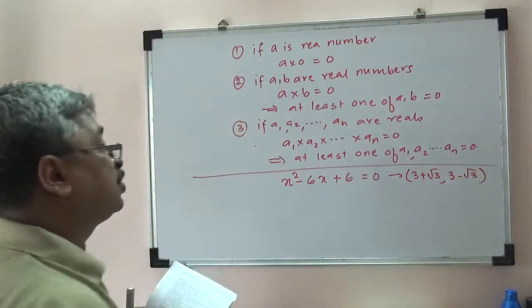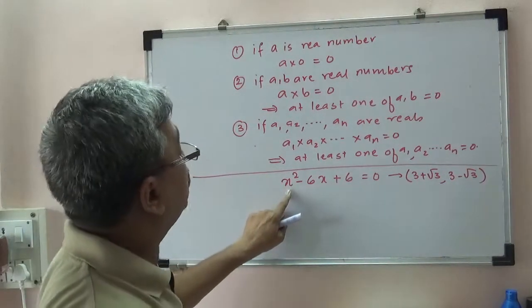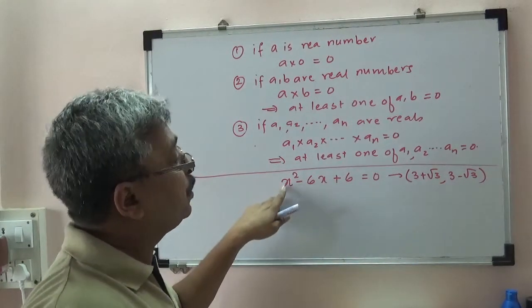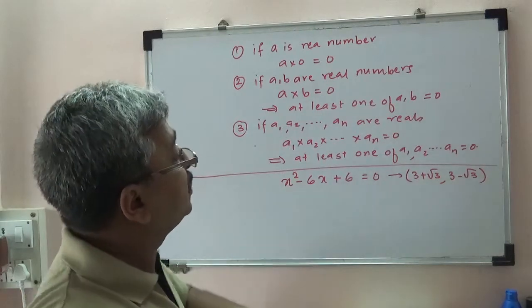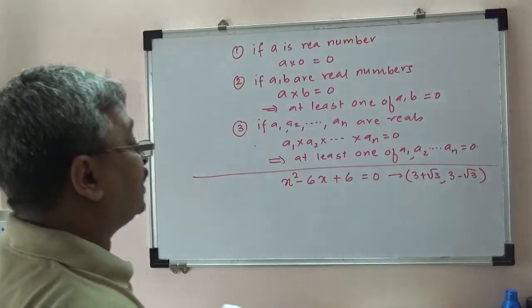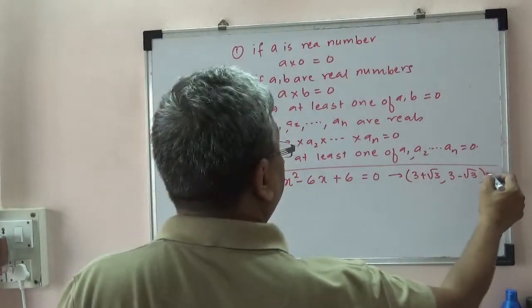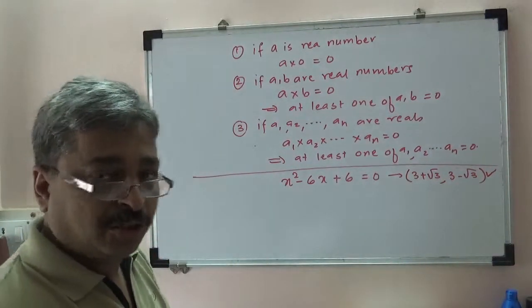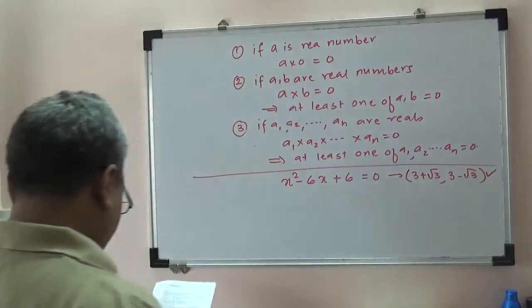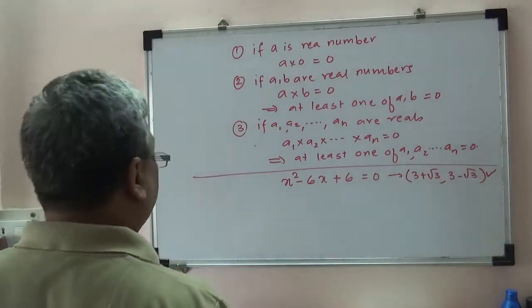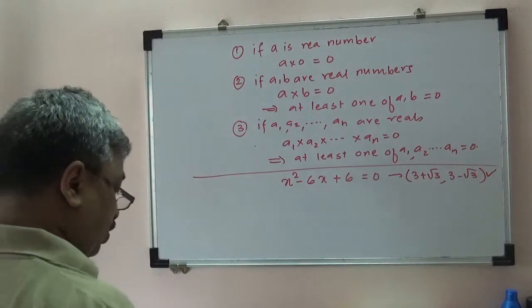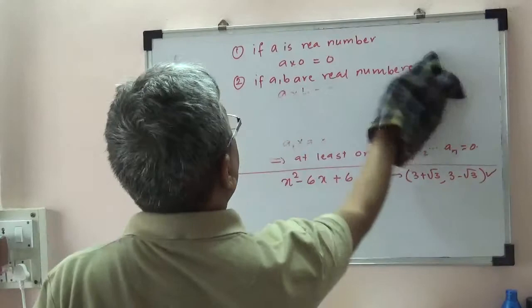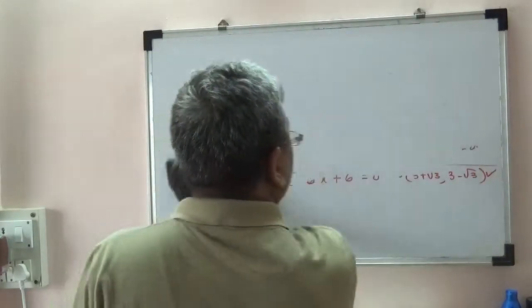So if we just cross check by putting x is equal to 3 plus root 3 here, you get 0 in LHS, or if you put 3 minus root 3, you get 0 in LHS. So how do we really get roots looking like that? They are irrational roots, not rational roots. And in case of irrational roots, what should be the procedure of solving the quadratic equation that we are going to learn now?